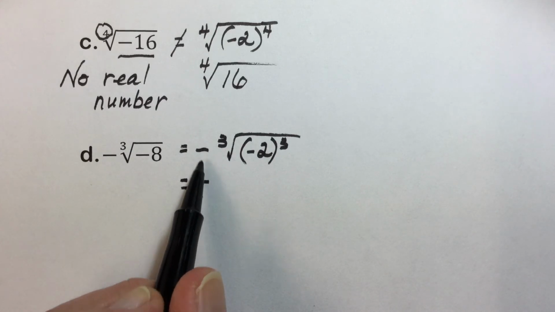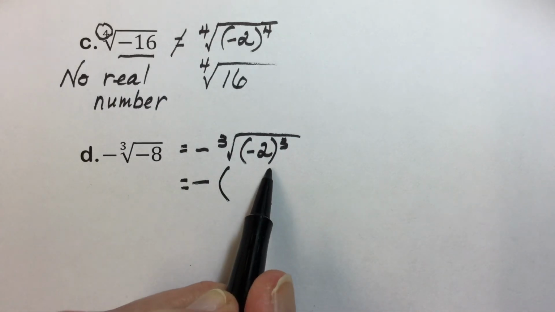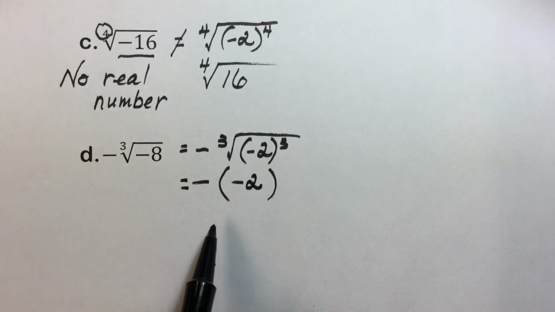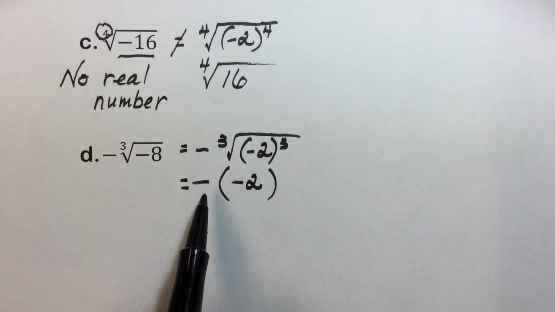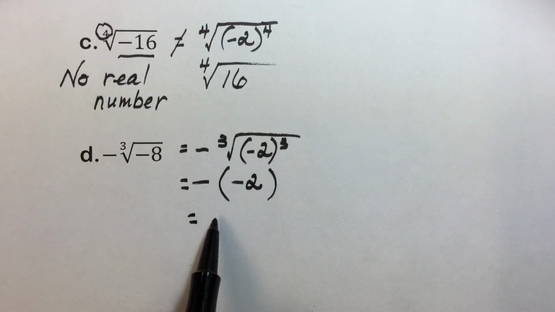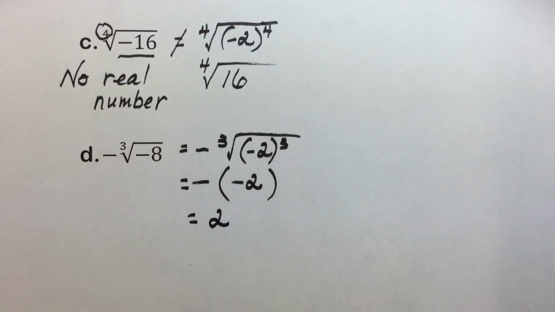Here's the opposite, the negative of this. Our solution to this radical is negative 2, and then for the final simplification, we have the opposite of our answer, which we would represent here as a minus times a minus, giving a positive 2.